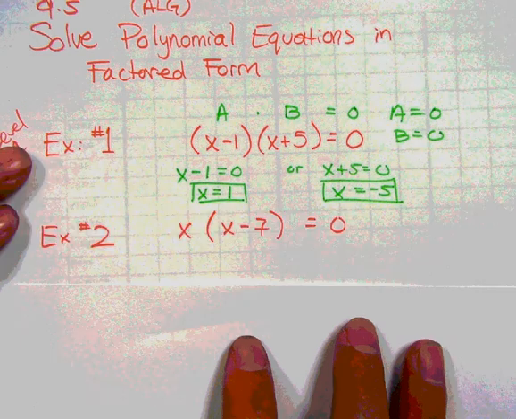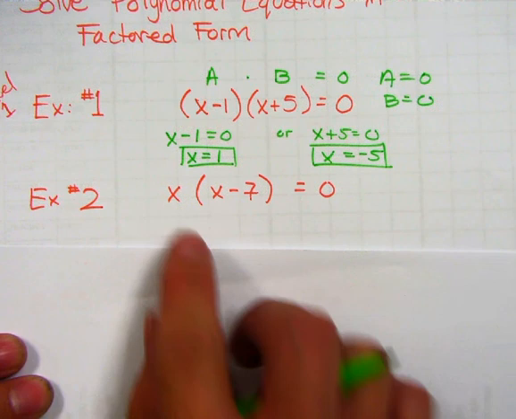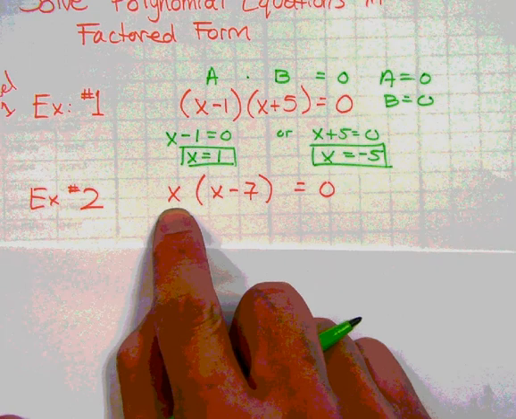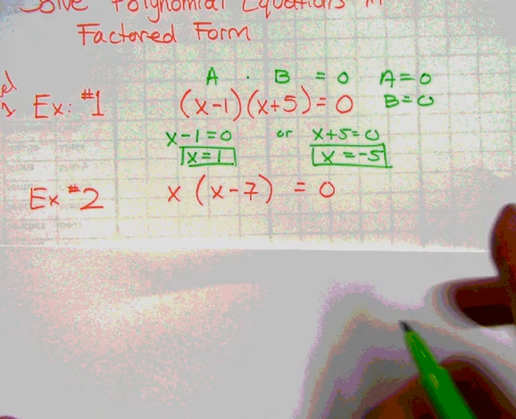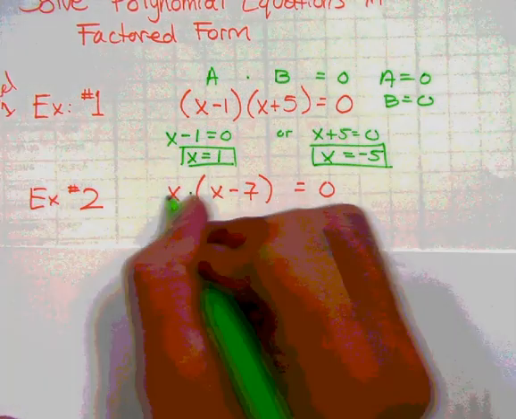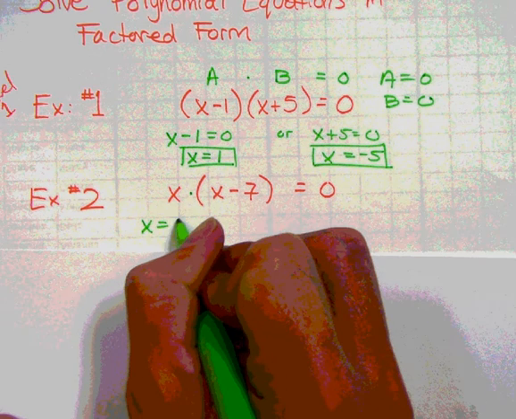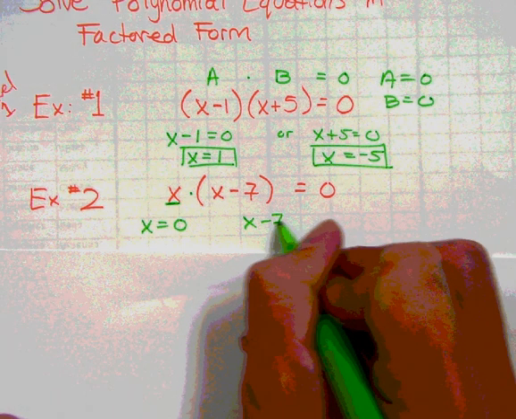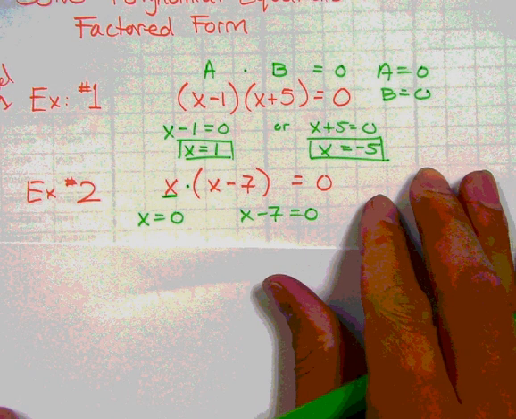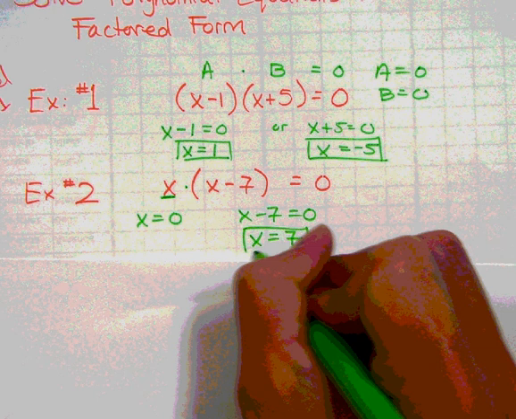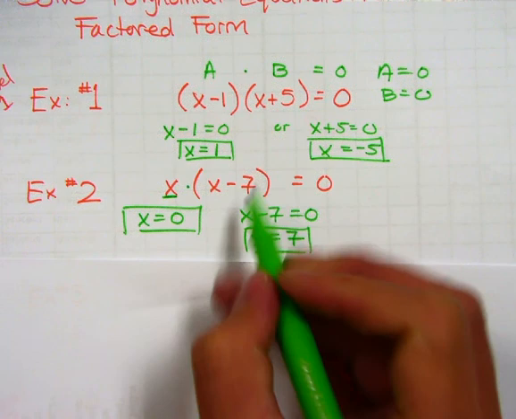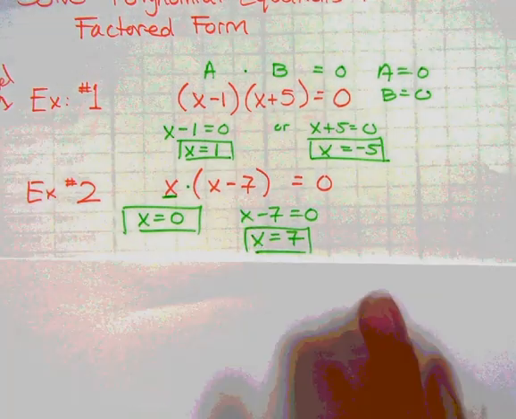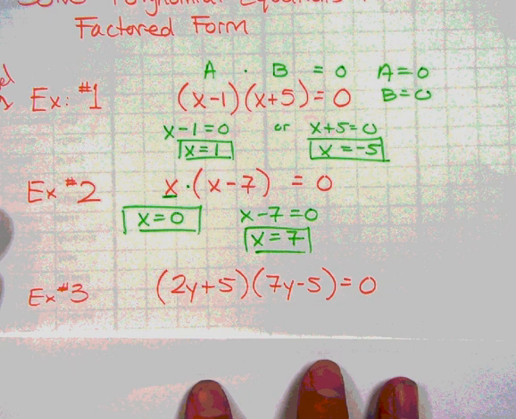Let's take a look at a second example. All right, let's say this time I don't have a binomial, it's a monomial times a binomial. Well, this is this times that, so x has got to be equal to 0, that's this part here, or x minus 7 has to equal 0. You can use some mental math to figure out that x has got to be equal to 7. So those are my two answers. When x equals 0 and when x equals 7, I'm going to get an answer of 0. Let's take a look at one more here.